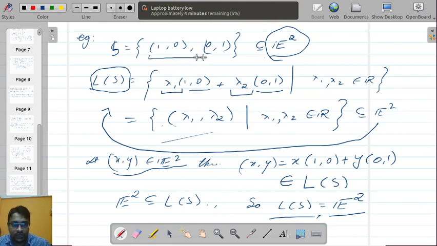And also you see this set of vectors is actually linearly independent, we have already done that. So any set S which is linearly independent and which also satisfies LS equal to E to the power n will be called a basis.